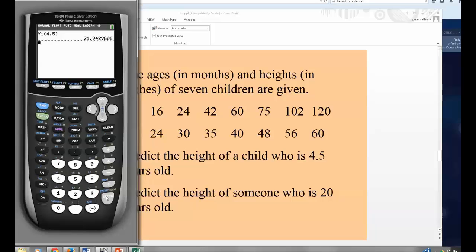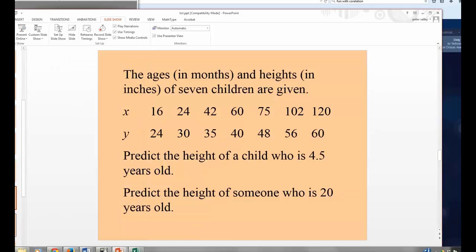So at 4.5 months, I would expect the child to be 21.94 inches. And then I can do the same thing for the 20. So go to Y1 and then just hit 20 and it will do the same prediction. Okay, now, so that's a nice little feature the calculator has built in.